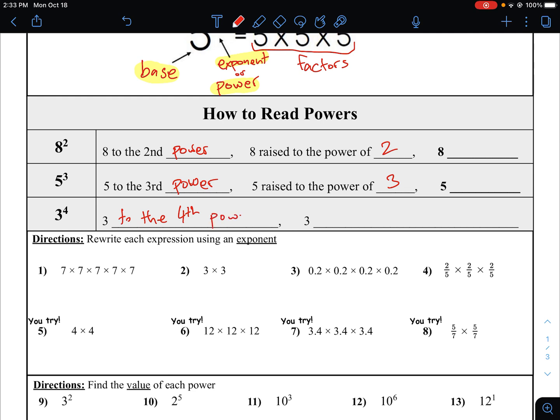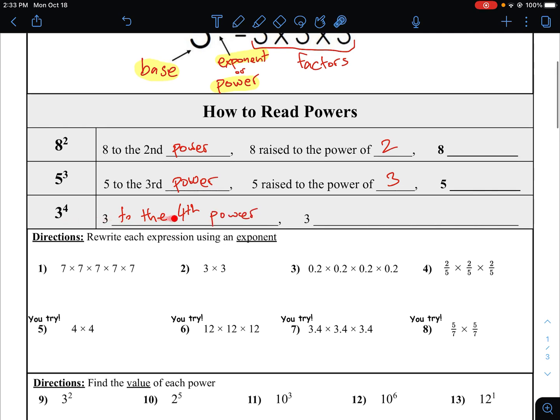Now, some people will just call this 3 to the fourth, or 5 to the third, or 8 to the second, just because they're saving time. So rather than saying 8 to the second power, 5 to the third power, 3 to the fourth power, they just say 3 to the fourth, and that saves them some time. What else is it called? Just like this is 5 raised to the power of 3, this would be 3 raised to the power of 4.